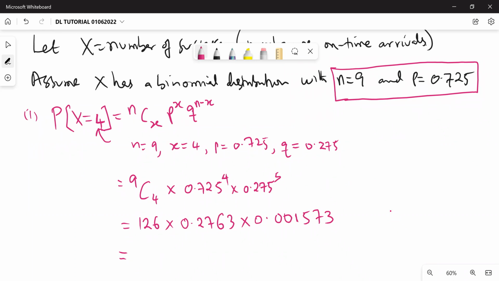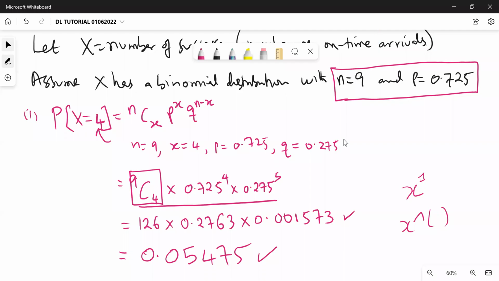You have the option of pressing this entire item once and for all on your calculator. You just press 9 combination 4 times 0.725 power 4 times 0.275 power 5, then you get the answer once without doing it step by step. I'm just doing this to help you confirm that you're able to press, especially this part, correctly. Okay, so evaluate that and let me know the answer that you get. If you evaluate that, you will get this value here.